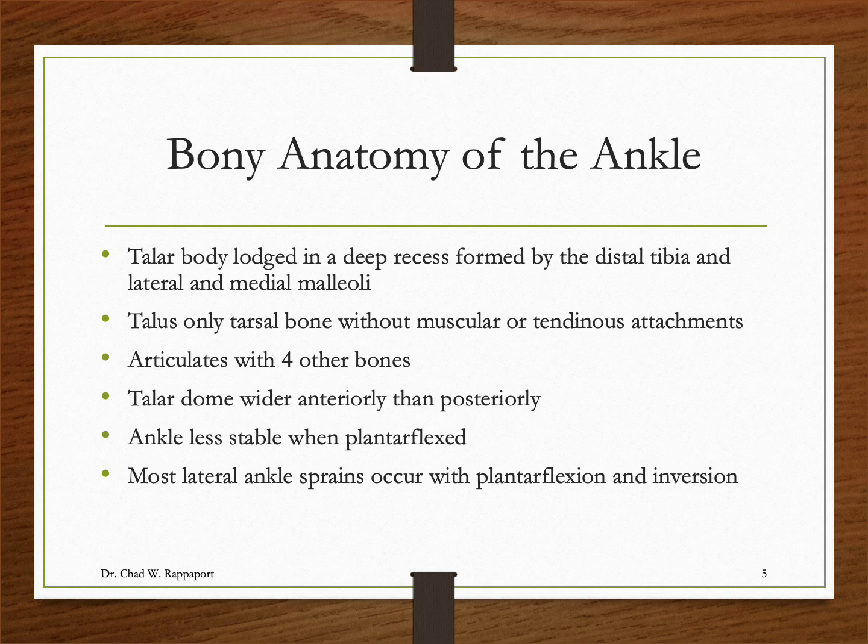The bony anatomy of the ankle includes the talus, fibula, and tibia. And recall the talar body is lodged in a deep recess formed by the distal tibia and the malleoli, medially and laterally. The talus is the only tarsal bone without muscular or tendinous attachments. It articulates with 4 other bones and is wider anteriorly than posteriorly, and therefore the ankle is less stable when plantar flexed. And we know that most lateral ankle sprains occur with some degree of plantar flexion and inversion.